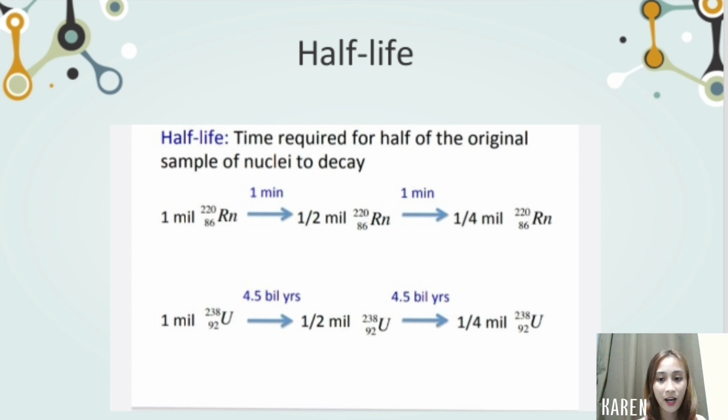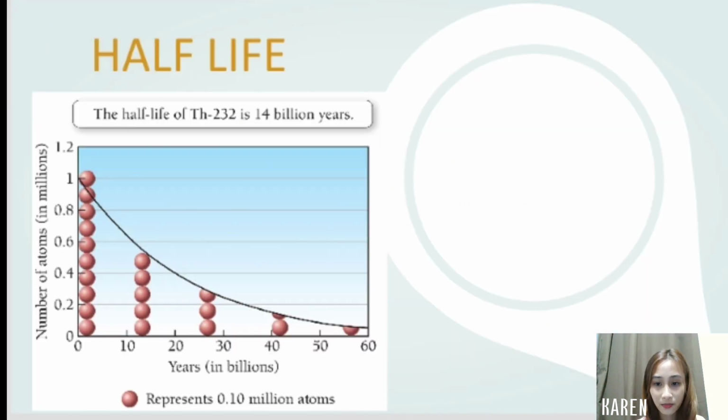Third one is the half-life of thorium-238. There is a diagram below that shows the half-life of thorium-238. In the diagram, the left side is the number of atoms in millions, and below is years in billions, and the particles, the reddish one, represents 0.10 million atoms. And the half-life of thorium-238 is 14 billion years.